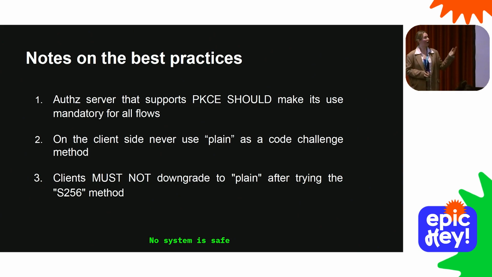And a follow-up practice is that if you see an error, something like, I don't know, this type of code challenge method is not supported, never downgrade to plain, because there might be some person residing in your network, some man in the middle, who is trying to perform a downgrade attack.